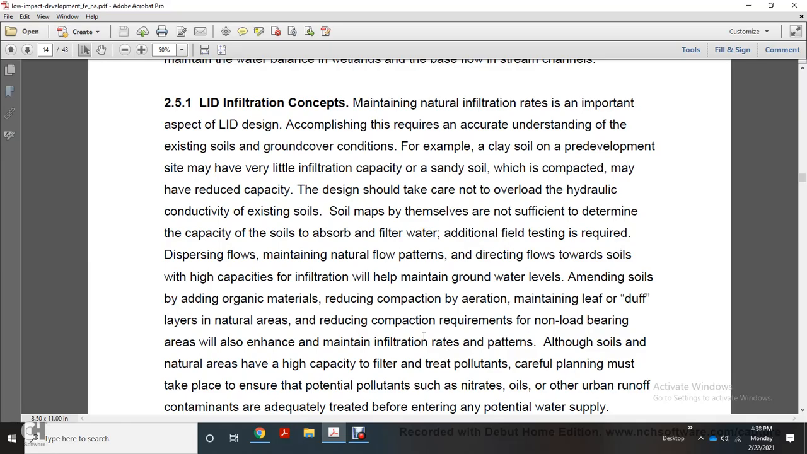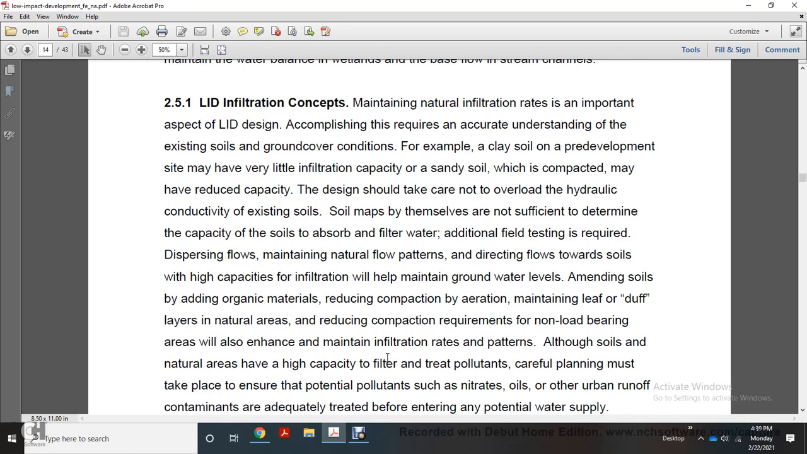Initial field testing is required. Dispersing the flow, maintaining natural flow patterns, and directing flow towards soil which has high capacity for infiltration helps maintain the groundwater level. Amending the soil with organic material, reducing compaction, aeration, maintaining leaf or duff layers in natural areas, and reducing compaction requirements for non-load-bearing areas enhance and maintain infiltration rates and patterns in all soils.